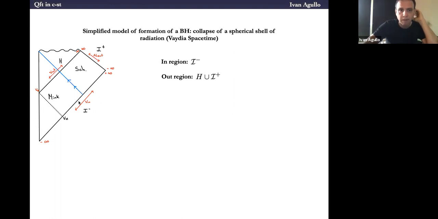We have a Scri minus, a Scri plus, and this blue line is just a spherical shell of incoming radiation. You have a shell of photons coming in, and it forms the black hole. Before that time, if you are in this region, which I call Mink, from Minkowski, you are inside the shell. So if you use Birkhoff's theorem, you just see Minkowski spacetime inside the shell. If you are here, you are outside the shell, and the spacetime is Schwarzschild.